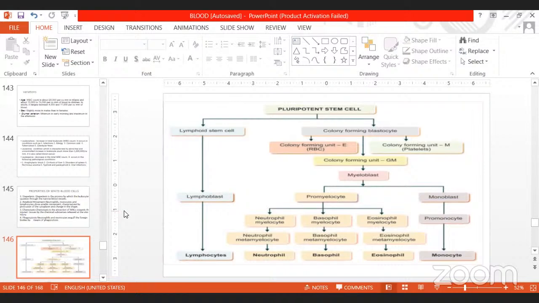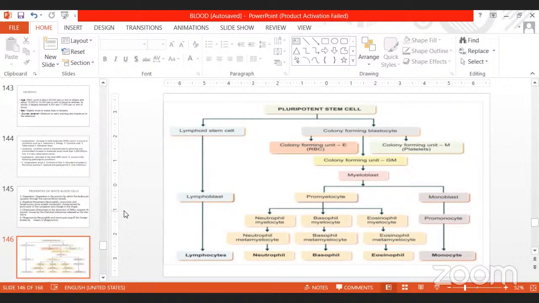From promyelocyte, it further divides and differentiates to form neutrophil myelocyte, basophil myelocyte, and eosinophil myelocyte. From the neutrophil myelocyte, we will get neutrophil metamyelocyte. From neutrophil metamyelocyte, neutrophil. And from basophil myelocyte, we will get basophil metamyelocyte and basophil. And eosinophil myelocyte divides to form eosinophil metamyelocyte, and it forms the eosinophils.